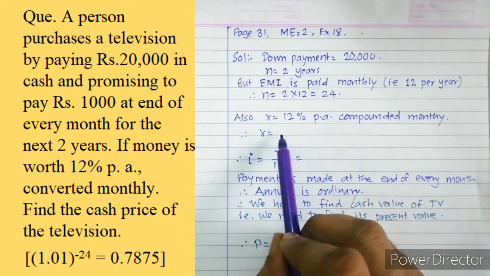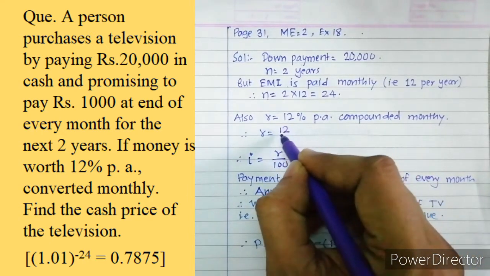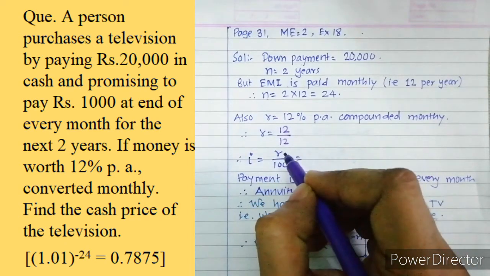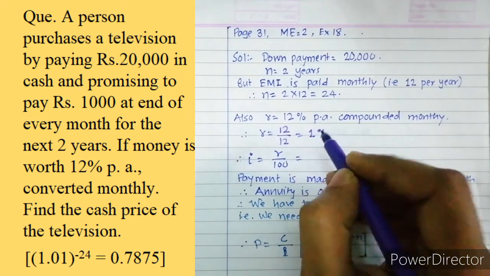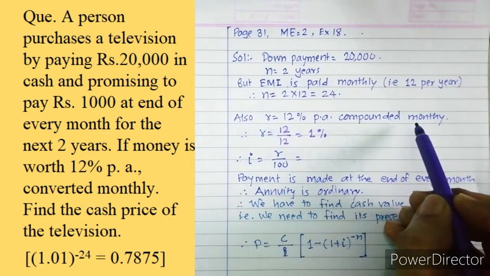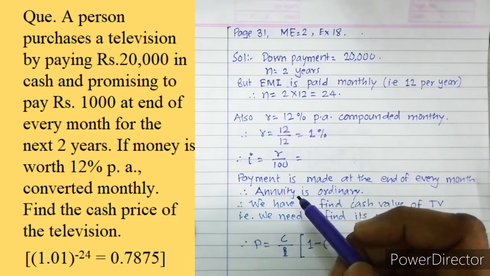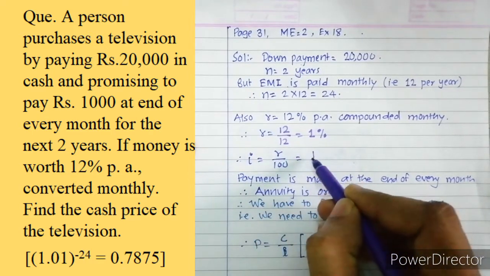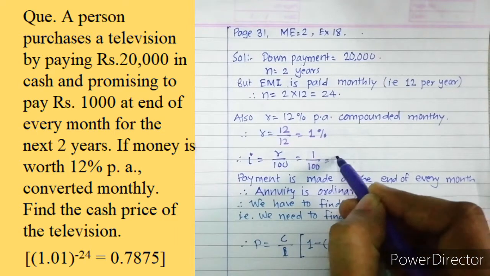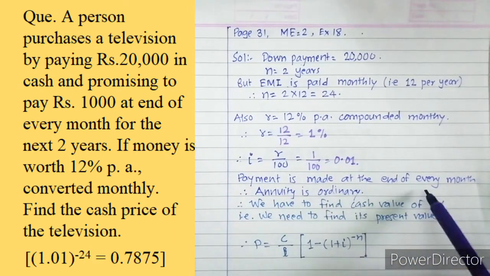Okay, so we are going to calculate the rate like this, 12 upon 12, that is 1%. Monthly means there will be 12 compounding in a year, so divided by 12. So 12 upon 12 is equal to 1%. If R is equal to 1%, then I is equal to R upon 100, that is 1 upon 100, which is 0.01.